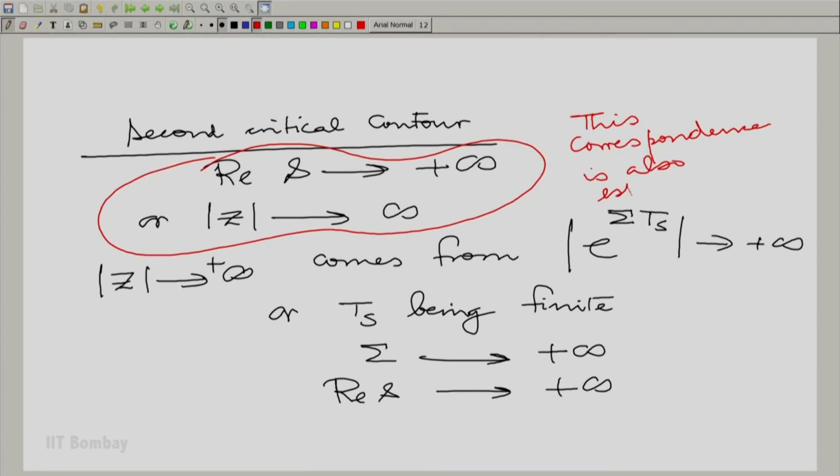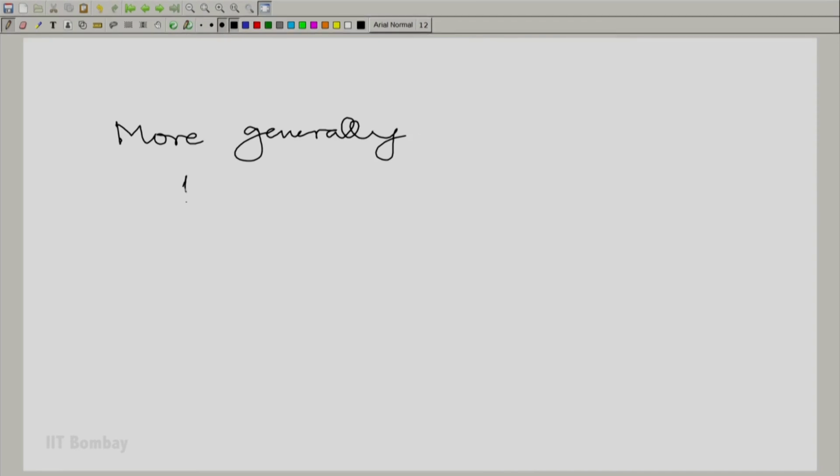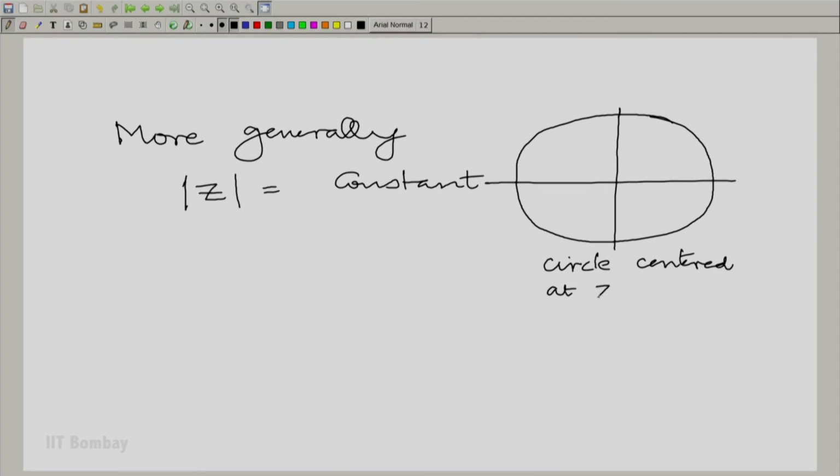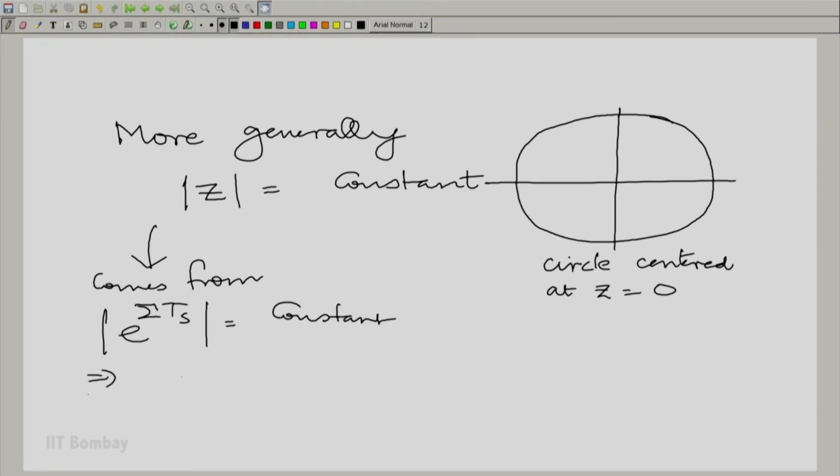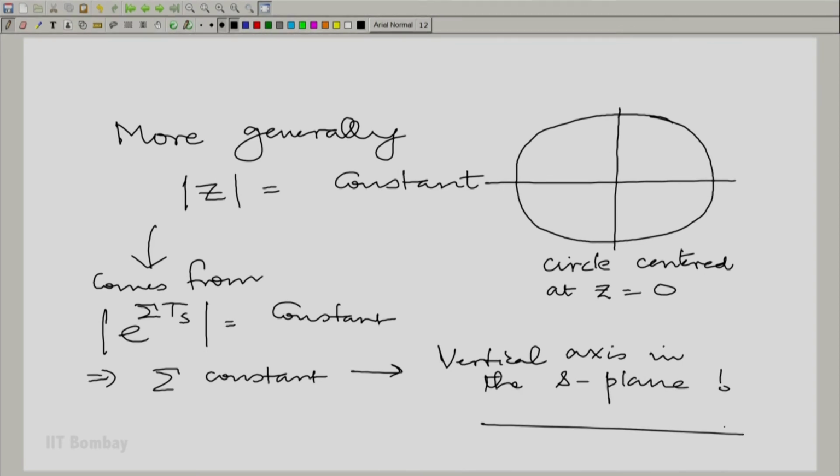So, that means this correspondence is also established. In fact, we can go a step further. We can establish a more general correspondence. Mod z is constant, which means a circle centered at the origin in the z plane comes from mod e raised to the power sigma Ts being a constant, and that means sigma must be a constant because Ts is a constant, and that means a vertical axis in the s plane. So, in fact, we have a much more general correspondence here. Vertical axis, real part of s equal to constant in the s plane go to mod z equal to constant in the z plane, and there is a one-to-one mapping.